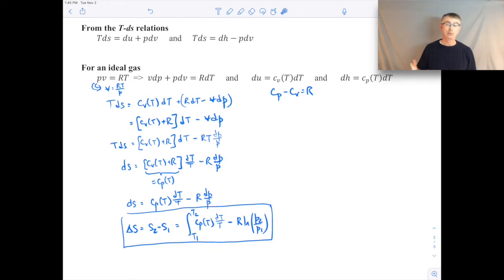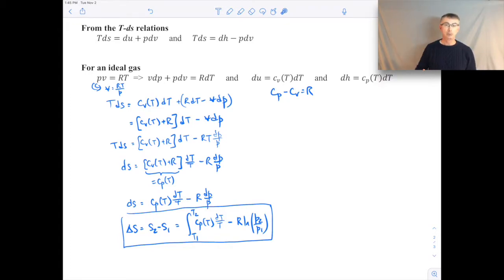So this is now a useful relation we can use for ideal gases. If we need to calculate a change in specific entropy for an ideal gas, and we know how the temperature and pressure change, then we can make use of this expression to relate them. Okay, so again, it's just combining the TdS equation with expressions for an ideal gas.